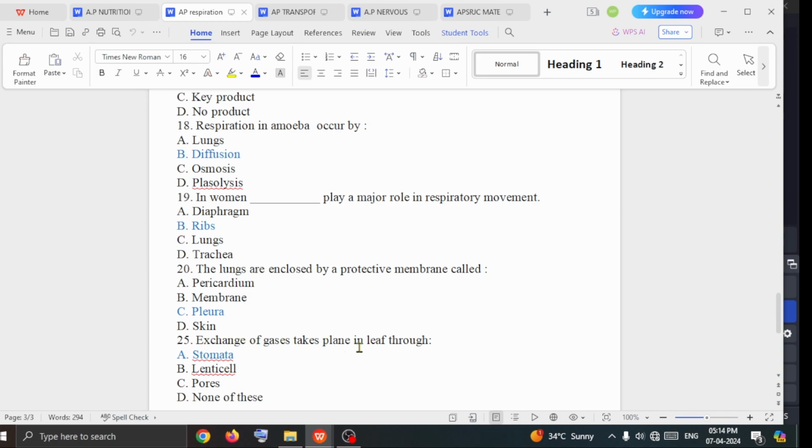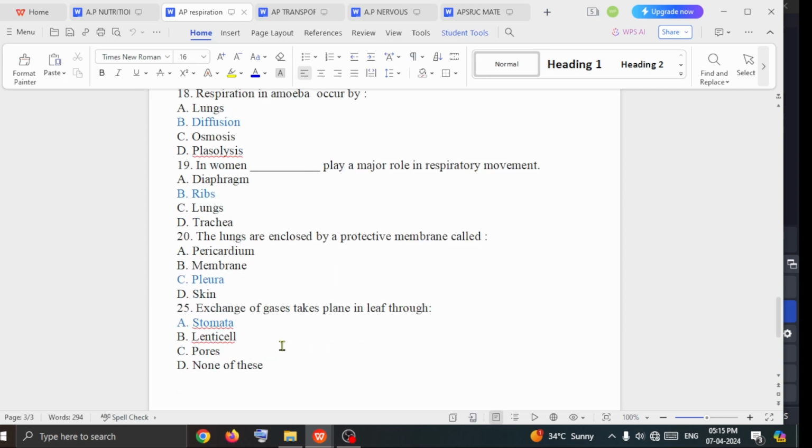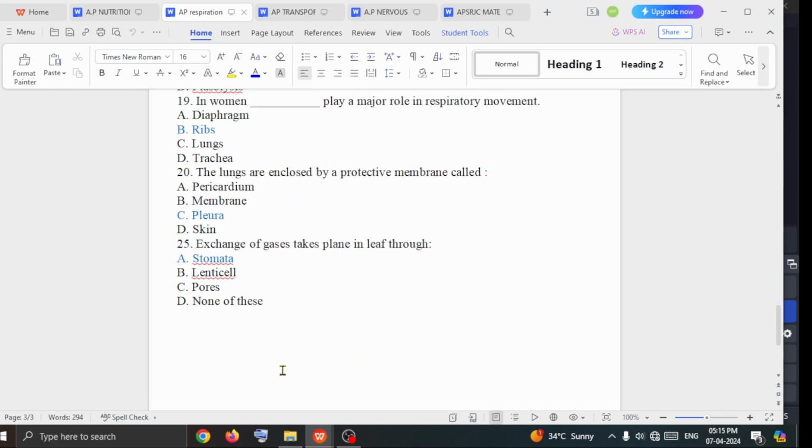25th question. Exchange of gases takes place in leaf through: how does the exchange of gases take place in a leaf? Option A stomata, option B lenticels, option C pores, option D none of these. It's the stomata. Whereas if the question asks about the exchange of gases in the stem part of the plant, then you can write it as lenticels.